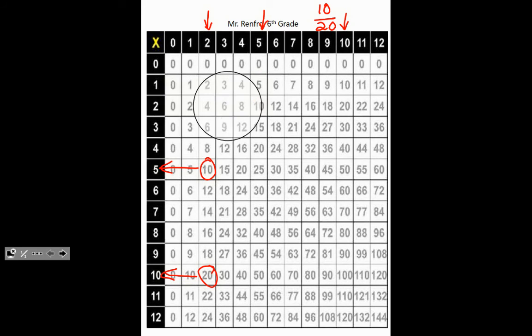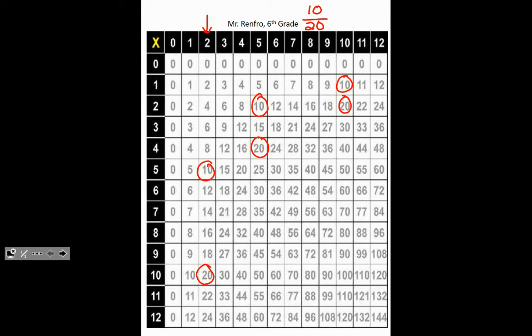So, we have to find the numbers in the same column. Again, what was our number? Our numerator was 10, our denominator was 20. We have to find them in the same column. I found it in the 2's column, in the 5's column, and in the 10's column. But I found it closest together in the 10's column.